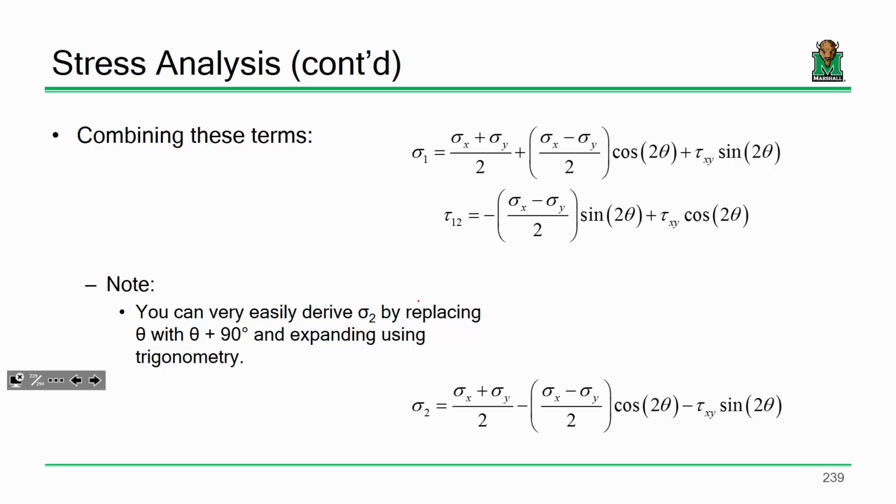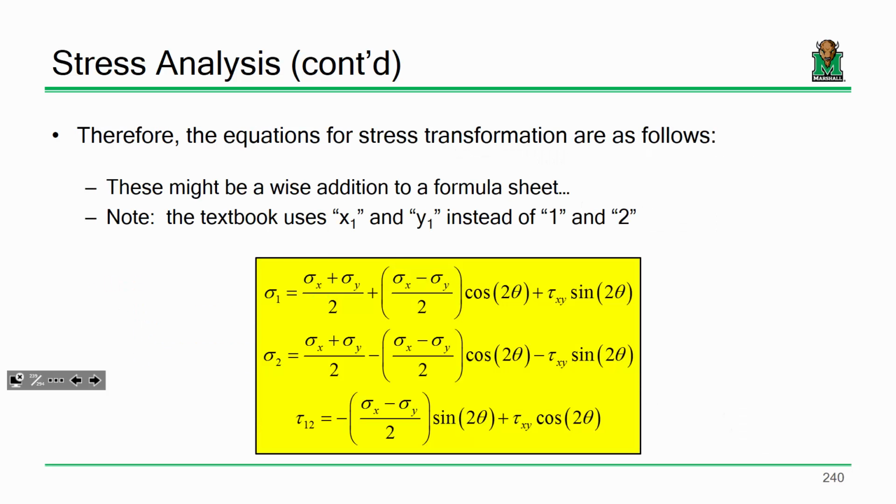We get a new sigma 1 as a function of our original stress state and whatever angle we chose. A new shear stress based on our original stress state and whatever angle we chose. Likewise for sigma sub 2. So what's on this slide is being boxed in right there. Nudge, nudge, wink, wink, this might be a wise addition to a formula sheet. This is a very fundamental set of formulas. So let's make sure we understand what's going on here.